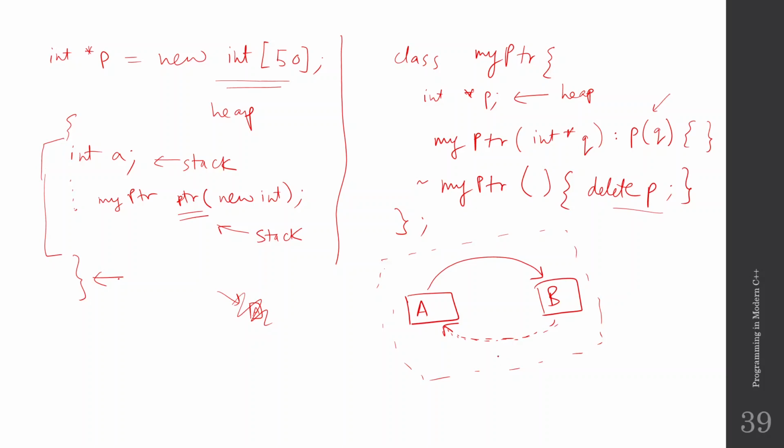So in effect, what is happening is that A is referring to B. If we are counting references, then A is referring to B, but B is not referring back to A, because this is a strong link and this is a weak link. Okay, now let us continue.